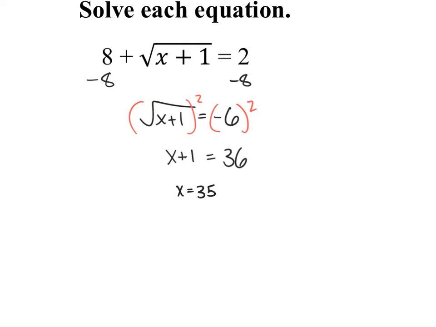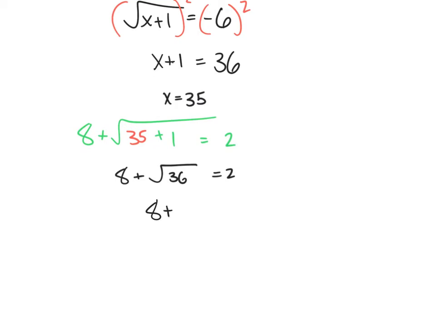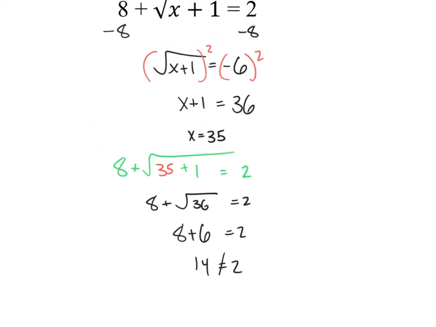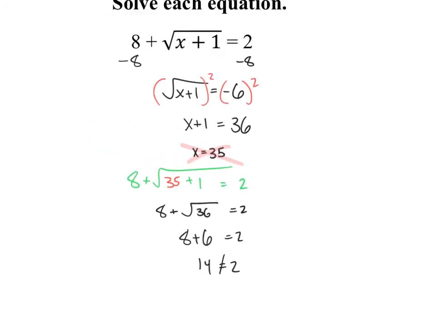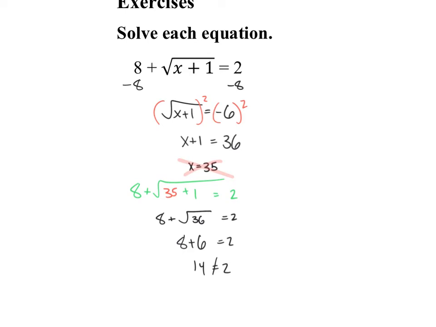I encourage you to pause the video here and take a look back at the steps and make sure that you're comfortable with them. If not, rewind the video to watch us work through that problem again. What I'm going to do now is go back to the original problem, and check: if I plug in 35, does it work? So we get 8 plus the square root of 36. Square root of 36 is 6. And then you'll see that 8 plus 6 is 14. 14 is not equal to 2. What this means is that this solution is extraneous. It's not going to actually work.